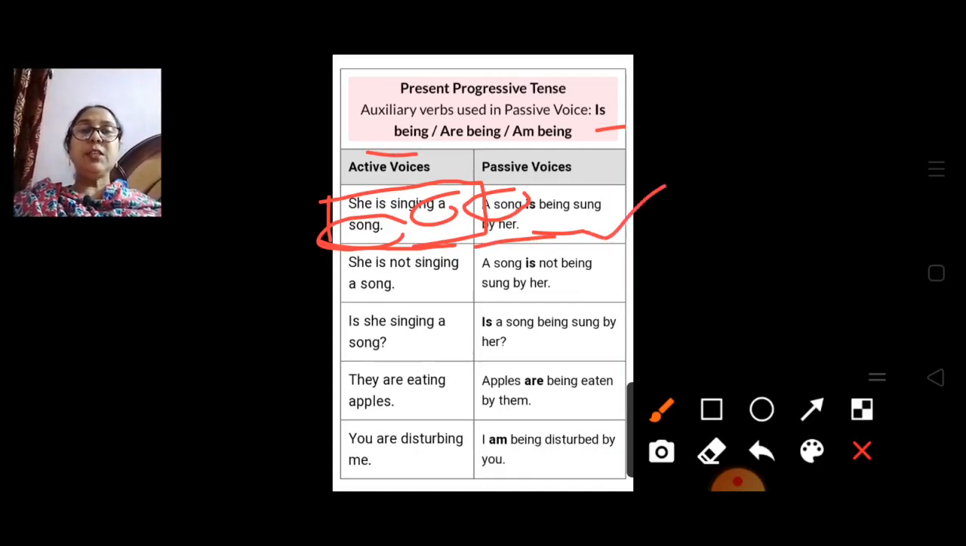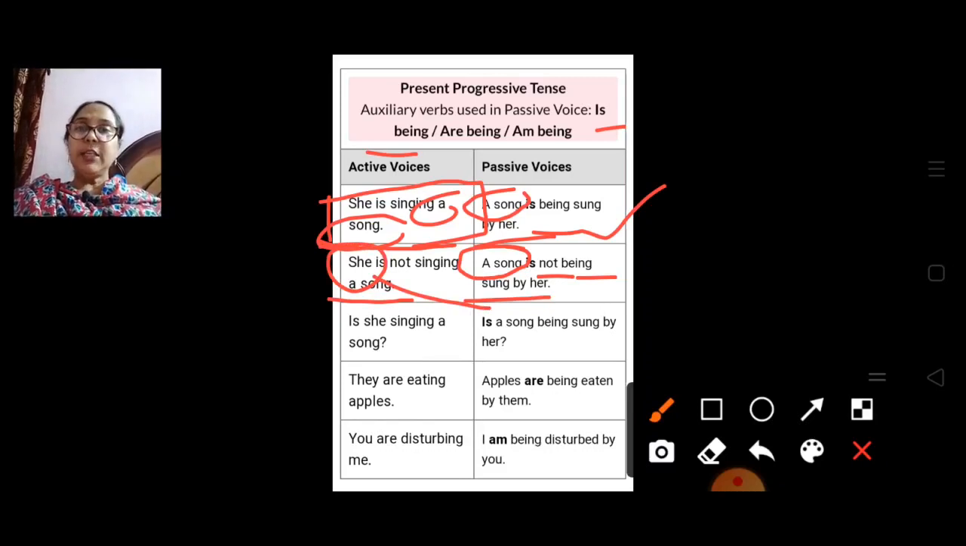Now we are moving on: she is not singing a song. If it is written in negative form in present continuous tense in active voice, how do we change it to passive voice? A song is not being sung by her. A song becomes the subject in passive voice. A song is not being sung by her. She is now changed to her.